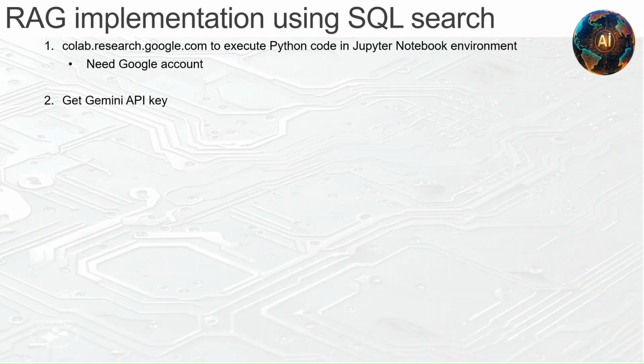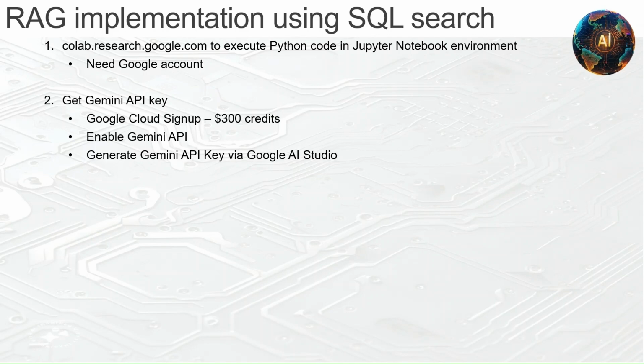Now we need to get access to a Gemini API key. We will use the Gemini model from Google in this case and access it directly using an API key rather than going through Hugging Face. To get this API key, we need to follow a few steps. First, we need to sign up for Google Cloud using our Gmail or Google account. As soon as we sign up, we get $300 in free credits to work out our examples. Then we have to go to Google Cloud and enable Gemini API. And finally, we need to go to Google AI Studio to get the Gemini API key, which we will use to access the Gemini LLMs.